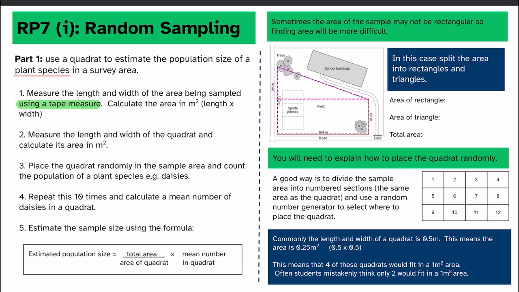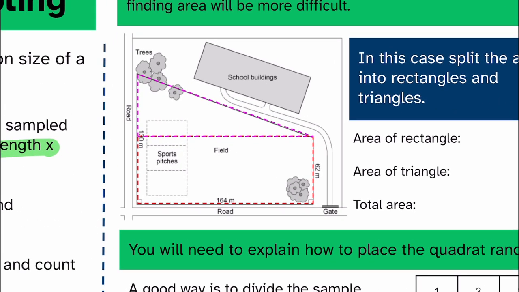So, measure the length, width and area being sampled with a tape measure. Calculate the area in metres squared using length times width. That is obviously if you have got a square field, which most of the time they do give you. Notice there's a question over here where it was on a higher paper where the field is not square. All right, but it's still pretty easy to work out the area because we were given a nice square or a rectangle here, and we're given a nice triangle here. So you just have to use some maths in order to figure that out. Okay.